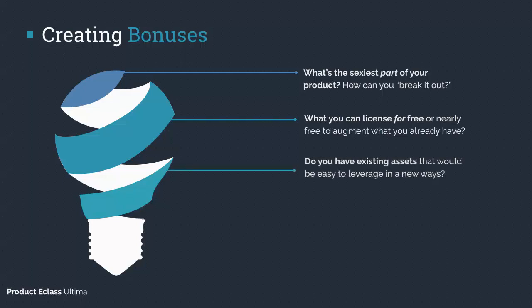Here's a third way. Do you have existing assets that would be easy to leverage in new ways? What I mean by that is, oftentimes I might have a sales letter writing tool, let's just say, and I could output one of those letters and then change it into a fill in the blanks. Now that's pretty much the same thing, but it's not. It's different.